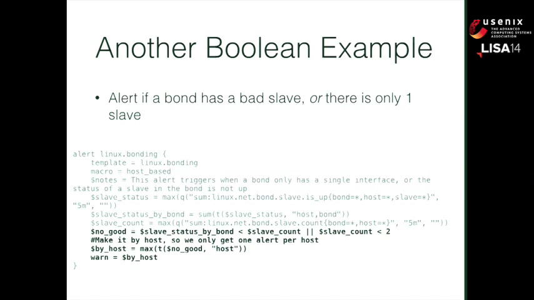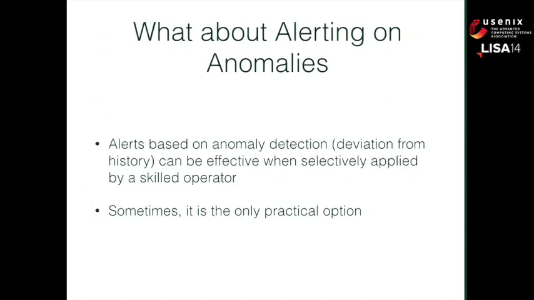So the way I do that is I have the slave status, and is the healthy count less than the slave count, or is there less than 2 slaves in my bond? And if that's true, send an alert, and only send an alert by host. Don't send one for each network interface.